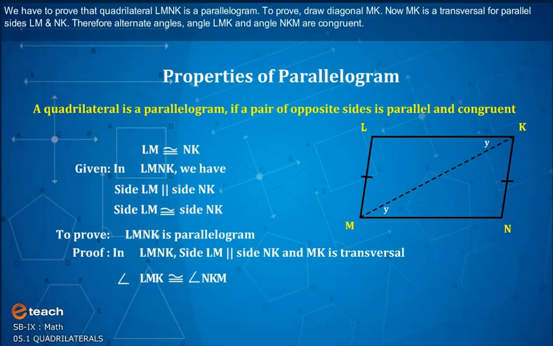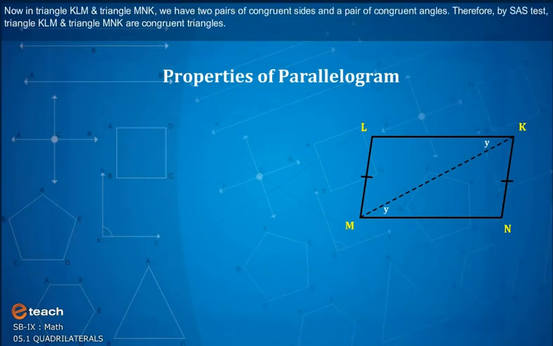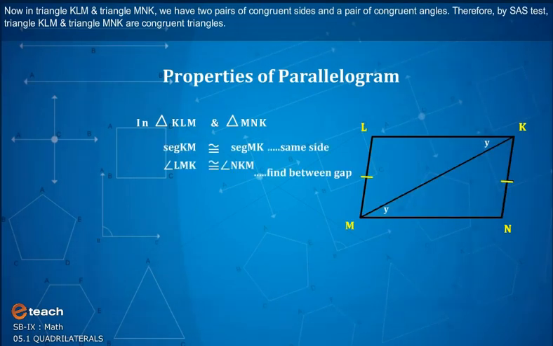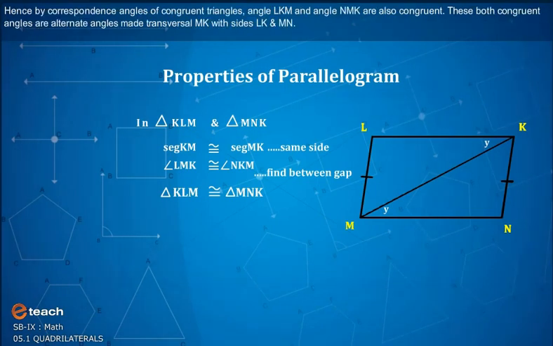Therefore, alternate angles, angle LMK and angle NKM, are congruent. Now in triangle KLM and triangle MNK, we have two pairs of congruent sides and a pair of congruent angles. Therefore, by SAS test, triangle KLM and triangle MNK are congruent triangles. Hence, by corresponding angles of congruent triangles, angle LKM and angle NMK are also congruent.